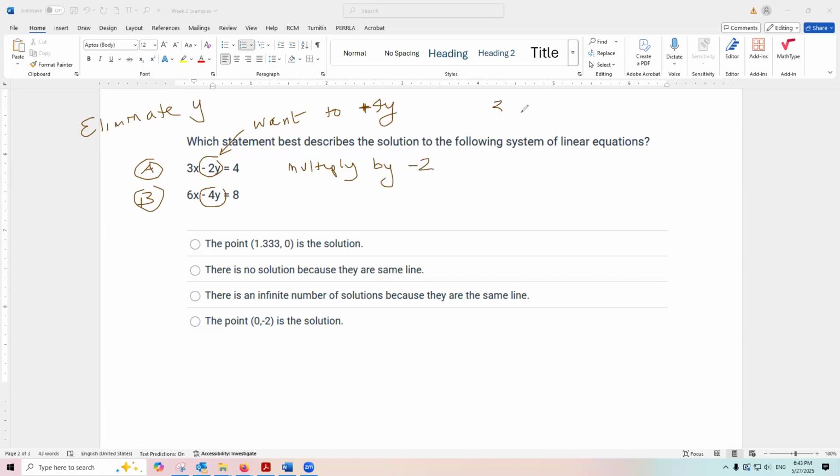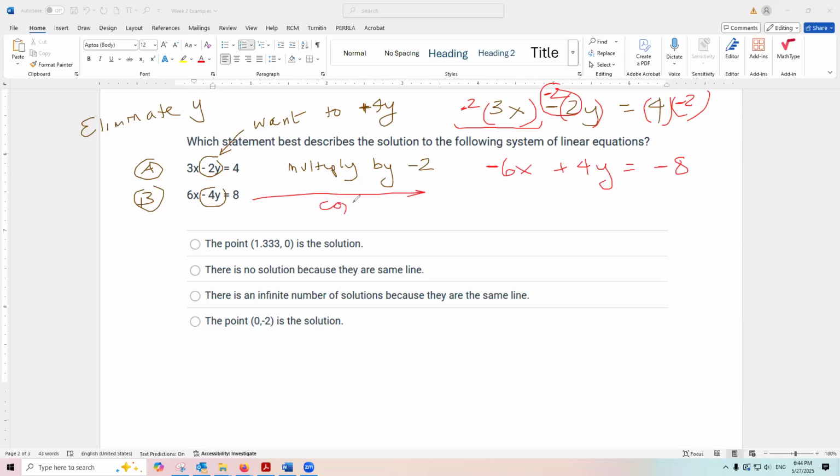So let me do it. We've got 3x minus 2y equals 4. I have to multiply every part of this equation by negative 2. This is going to be negative 6x. Here we've got a negative 2 times a negative 2. That's going to be plus 4y and negative 8 on the right-hand side. Let me just copy equation B as is. So that's 6x minus 4y equals 8.